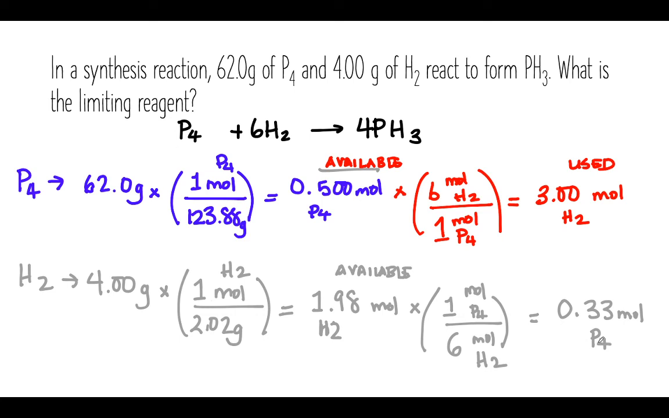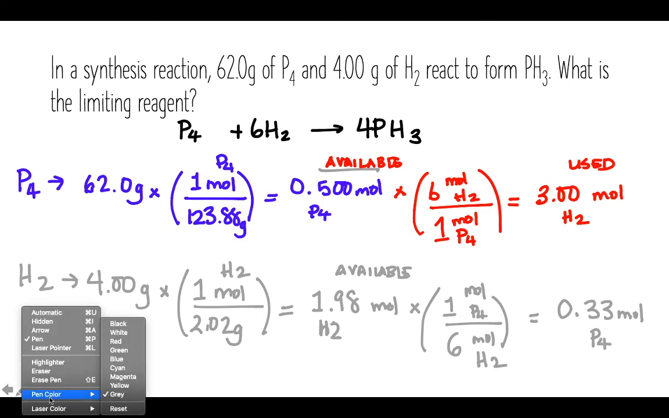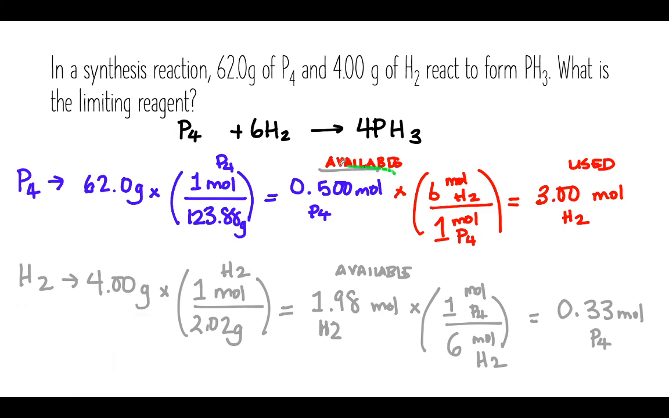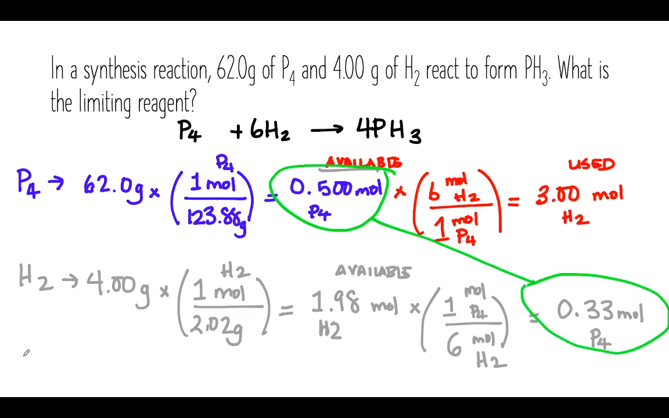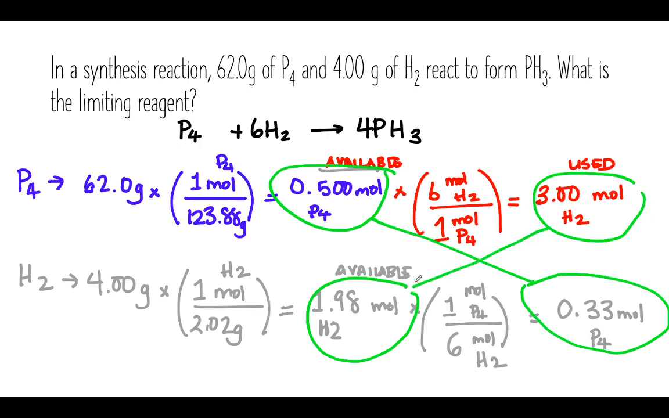Right, so you have to compare available versus used for each of these compounds. So I'm comparing the available P4 to the moles of P4 that is used. And then similarly, I'm looking at the available moles of H2, comparing it to the used moles of H2. So which one has available more than used? Let's take a look.